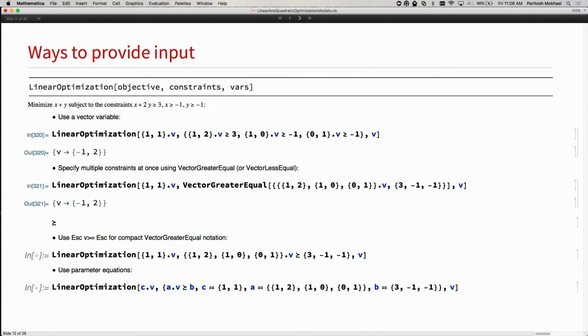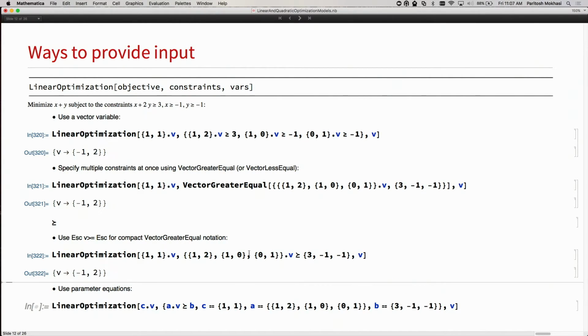And you can use this escape notation, and Rob quickly alluded to that. So let's try that here. Escape v greater equal escape, and that brings that little curvy inequality symbol into place. And when you do that, the thing starts becoming smaller and smaller.